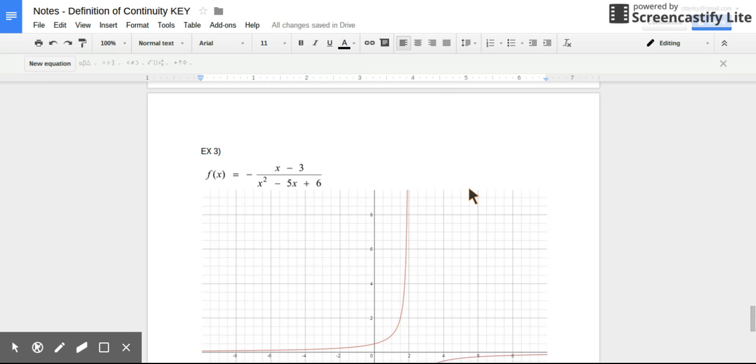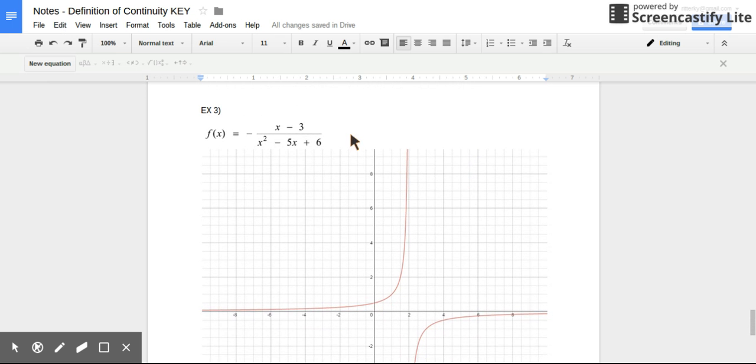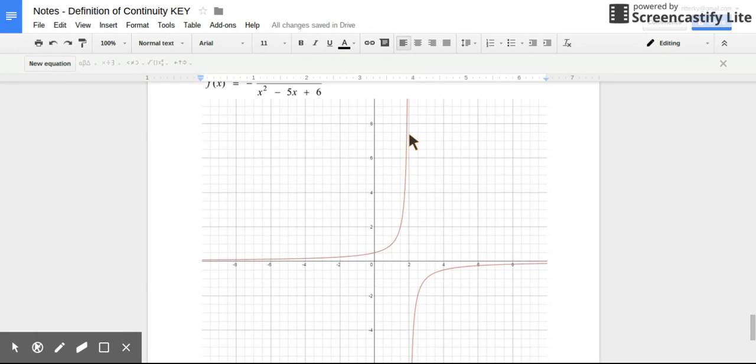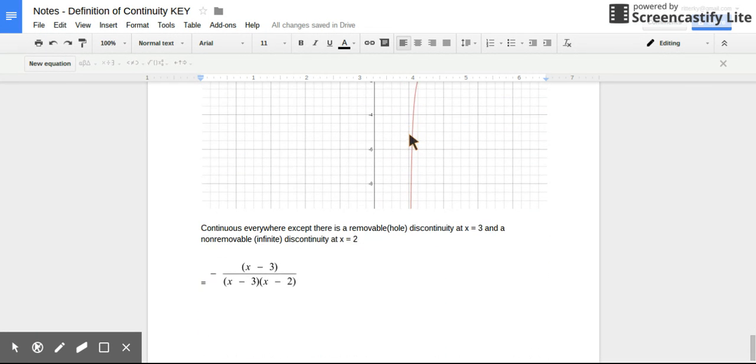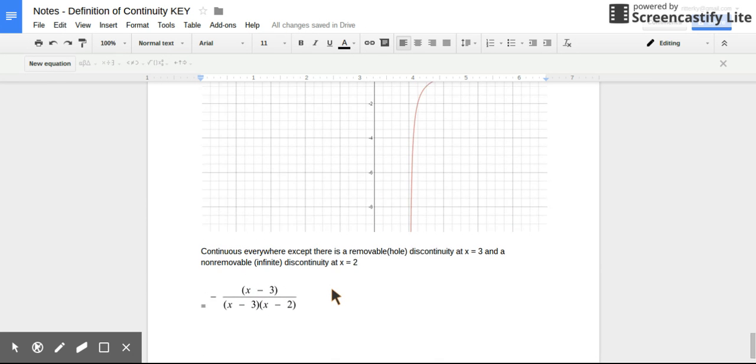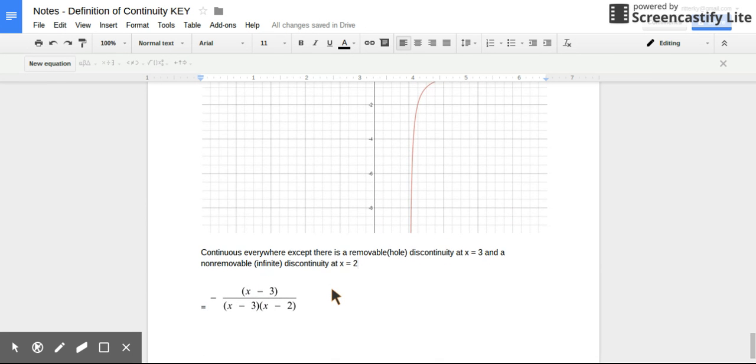One more example here. This is a rational function. With rational functions, we want to factor and see if we can find out any information about the graph algebraically. So I'm going to do that down here. If I factor the bottom, I get (x minus 3) times (x minus 2). And we can see that x minus 3 are common factors. They're going to cancel, and that's going to create a hole in our graph at x equals 3. That would be a removable discontinuity or a hole, and it's happening at x equals 3.